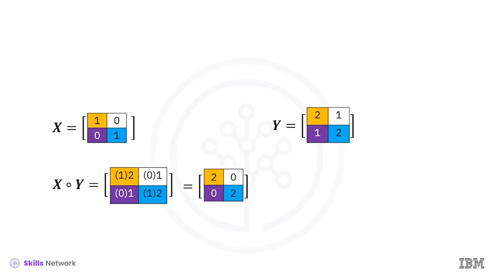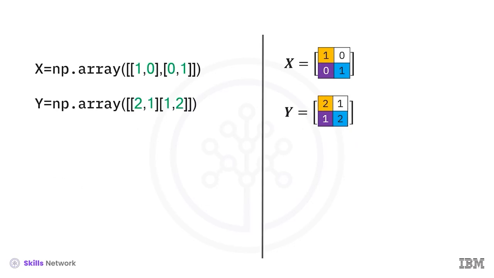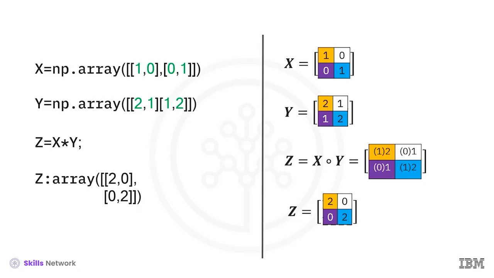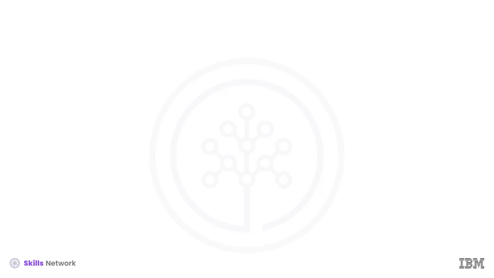The result is a new matrix that is the same size as matrix Y or X. Each element in this new matrix is the product of the corresponding elements in X and Y. Consider the arrays X and Y. We can find the product of the two arrays X and Y in one line and assign it to the variable Z as follows. The result is identical to the Hadamard product. We can also perform matrix multiplication with NumPy arrays.